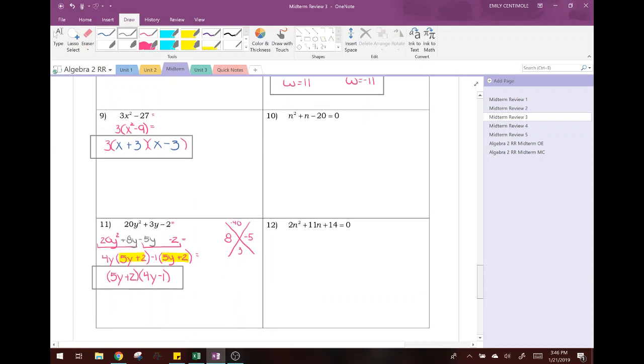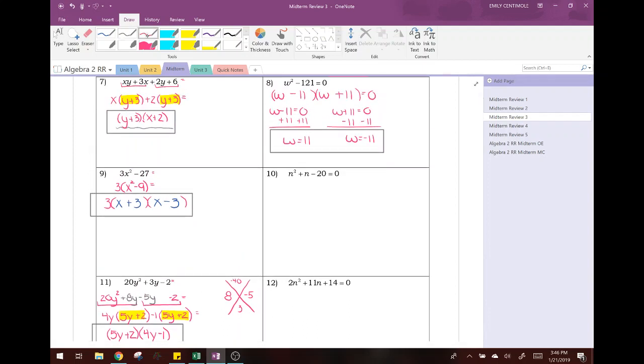Now going on, I have two more. I have a trinomial that I'm going to factor. So I set it up. I do a times c up top. In this case, it's 1 times negative 20, which is negative 20. 1 at the bottom. And then I have 5, and I have negative 4.